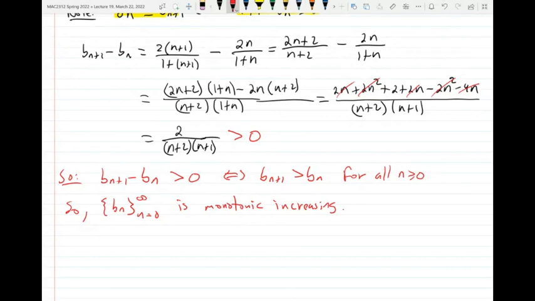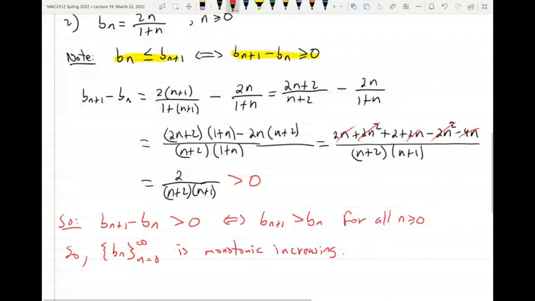You could say monotonic, non-decreasing, but increasing is stronger because it's actually greater than 0. Yes? Could you find the derivative of 2n over 1 plus n? Because that would have been the slope of 2n over 1 plus n. And if it's positive, wouldn't that mean it's increasing?